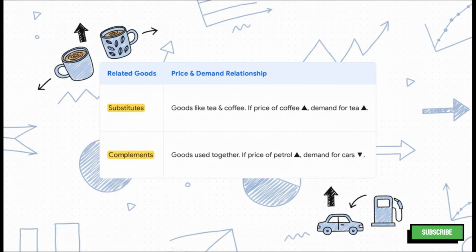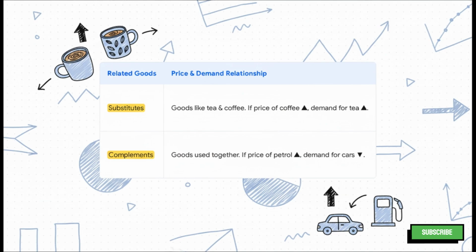So what are these other factors? Well, a big one is the price of related goods. Let's take substitutes, like tea and coffee. If the price of coffee goes way up, what do you do? You probably buy more tea, right? So the demand curve for tea actually shifts to the right. Then you have complements, things that go together, like cars and petrol. If the price of petrol skyrockets, people might think twice about buying a car. So the demand curve for cars shifts to the left.